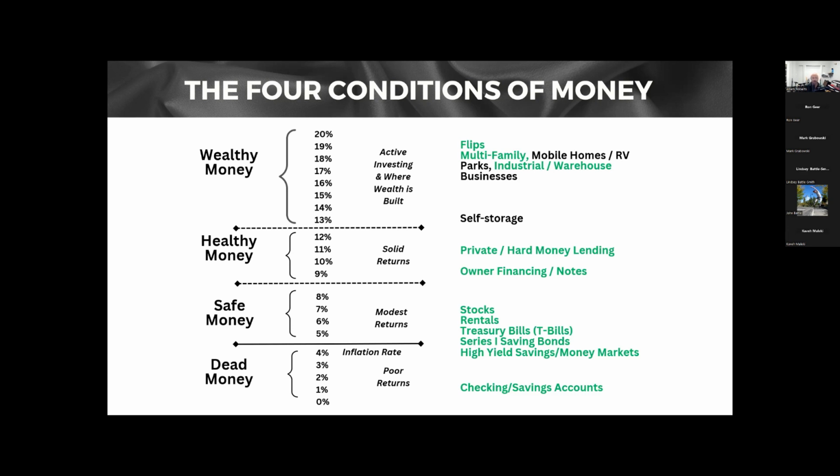Where it's actually losing money due to inflation. And then we've got safe money, modest returns. I'm calling it 5 to 8%. You could probably do that in the stock market, right? Treasury bills are pretty hot today. You can do treasury bills for 5 to 6% annually. Savings bonds, things of that nature. There's some high yield savings accounts that are doing like 5.5%.